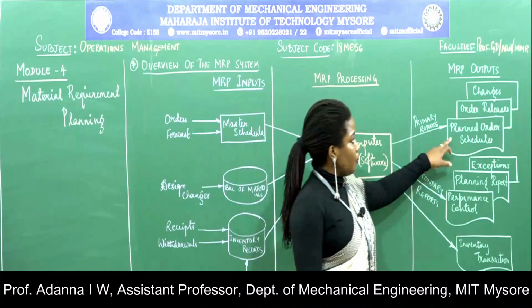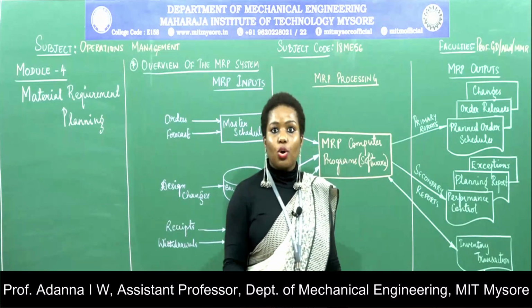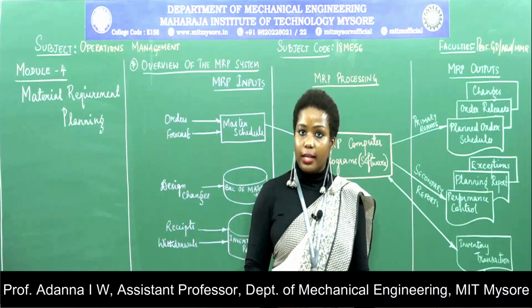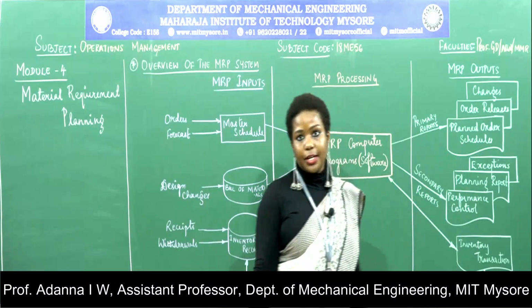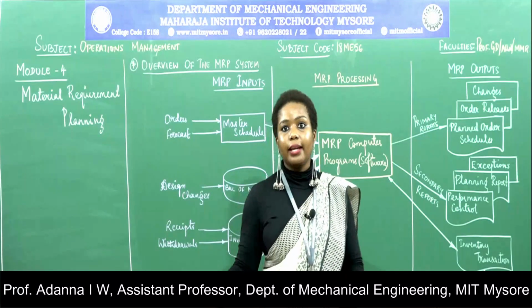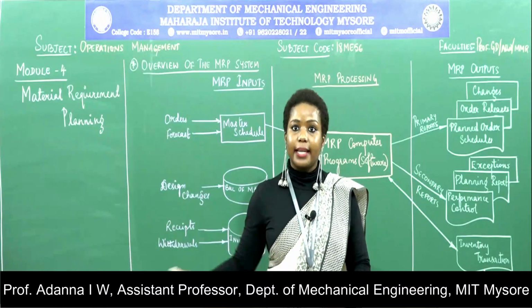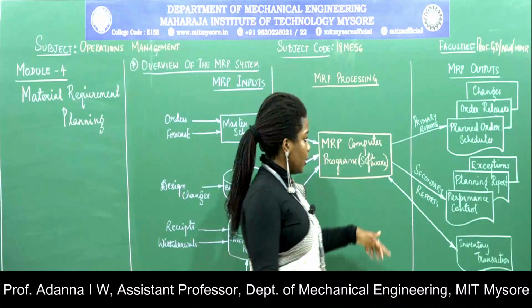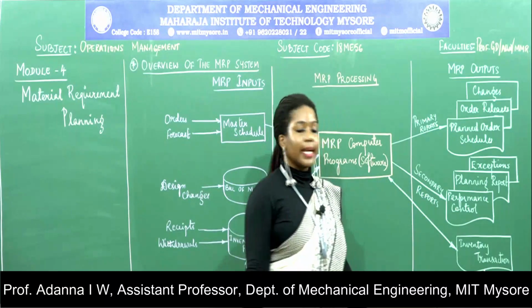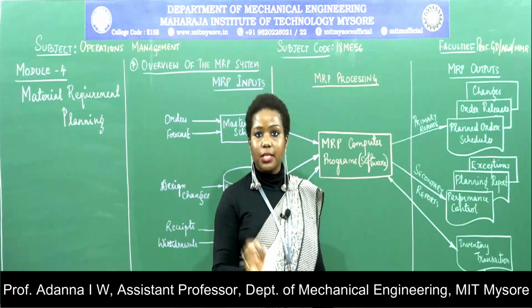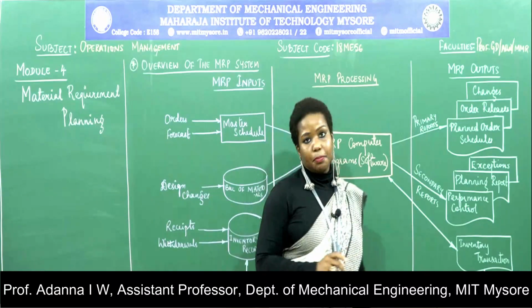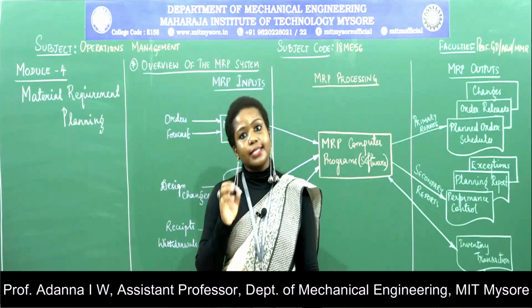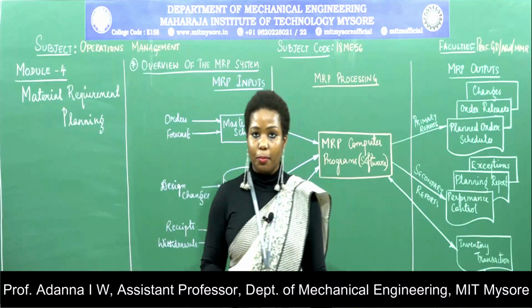Then it also tells you planned order schedules. So order releases can be sudden order releases as well, and also planned order release schedules. So it allows you to plan exactly when you want to place the next order. So the next one is the secondary report. A secondary report is the performance control report, the exceptions report, and the planning report. So here it tells you exactly how the MRP is performing.